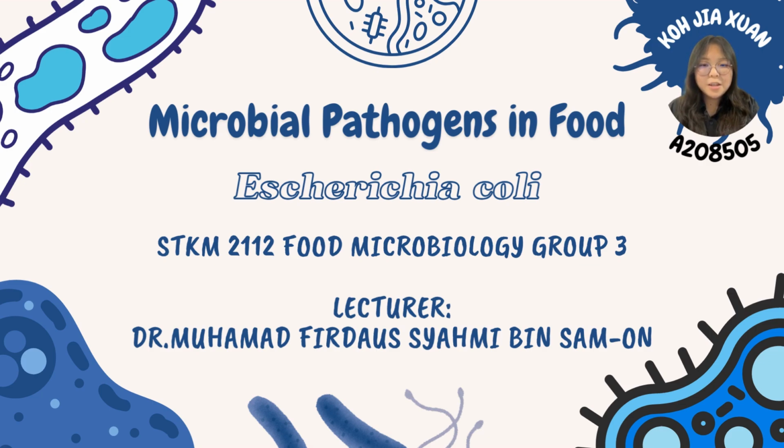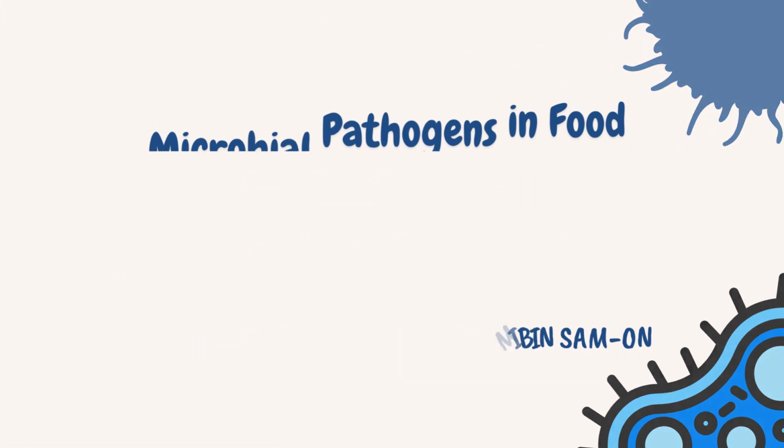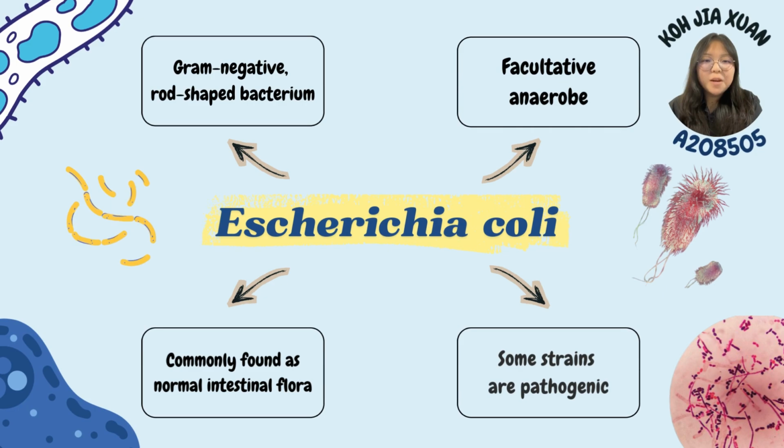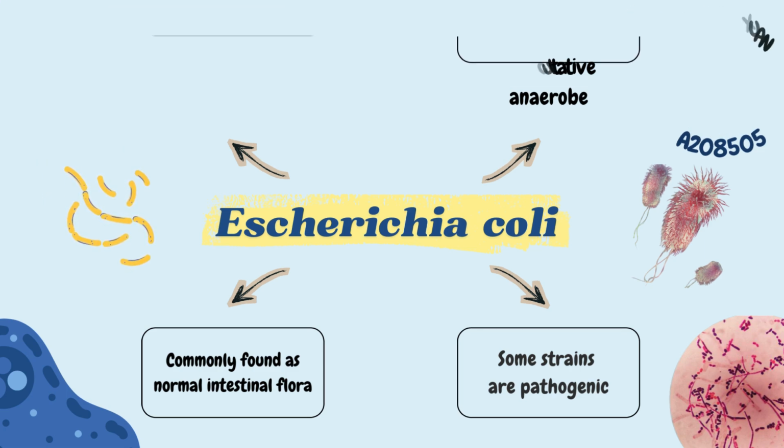My name is Kojashan with metric number A208505. I will begin with a brief introduction of E. coli. E. coli is an important foodborne pathogen and is closely related to food safety and foodborne diseases. Escherichia coli is a gram-negative, rod-shaped bacterium. It is a facultative anaerobe, meaning it can grow with or without oxygen. E. coli is commonly found as normal intestinal flora in humans and animals. Although most strains are harmless, some strains are pathogenic.